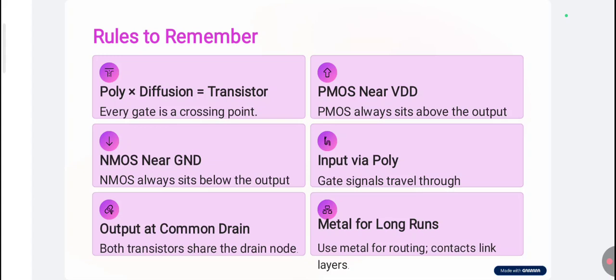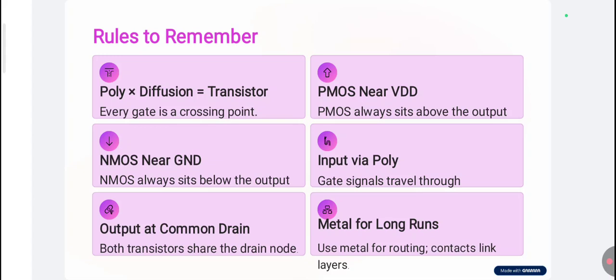Input is taken via polysilicon. Gate signals travel through polysilicon, and the output is commonly taken at the drain, where both transistors share the common drain node. And metal for long runs is used for routing purposes. Similarly, metal is used for metallic connections as well as contact layers.